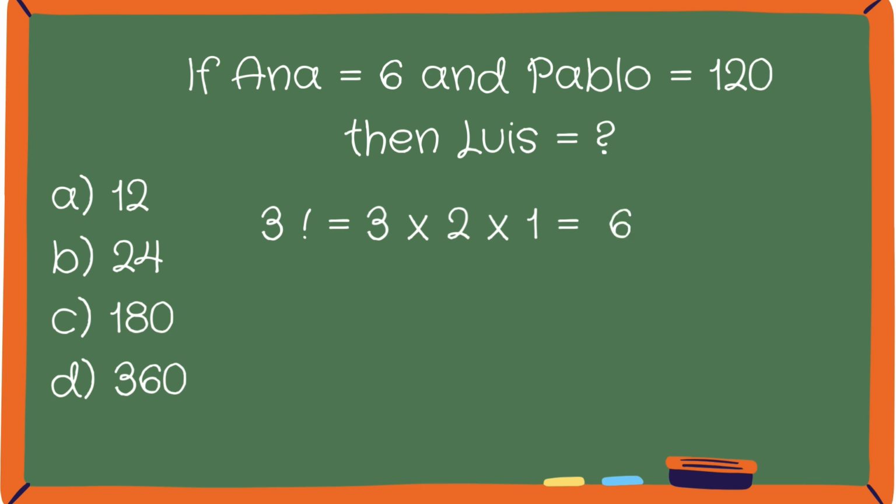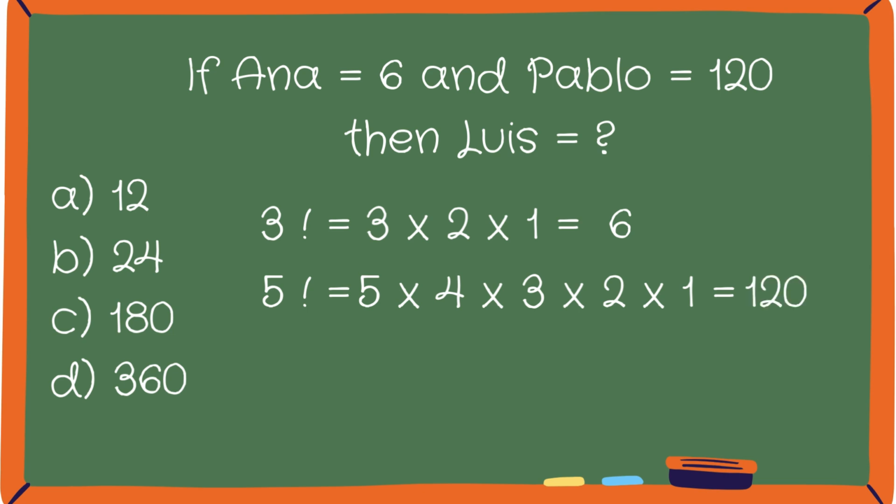Look, Ana is equal to 6 because the factorial of 3, which is the number of letters, is equal to 6. Pablo has 5 letters, so we're going to do the factorial of 5, which is equal to 5 times 4 times 3 times 2 times 1. And this will give how much? 5 times 4, 20. 20 times 3, 60. 60 times 2, 120. That's why we have 120 here. Very well.